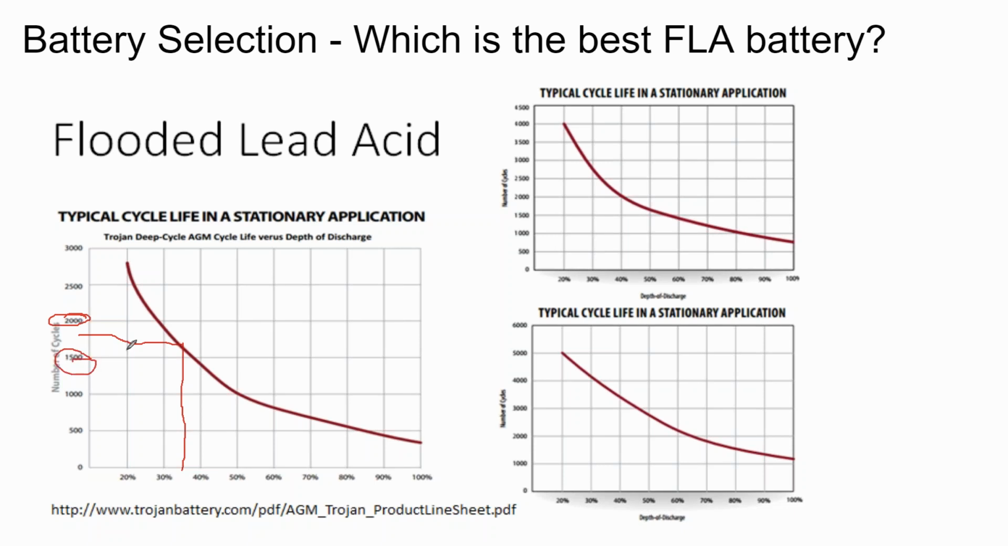This is 1,500. If I'm discharging my battery down to 35%, I'm probably going to be getting around 1,600 cycles out of it. If I ran my battery a lot harder and my average depth of discharge was 60%, I would only get 750 cycles out of it. And so the depth of discharge curve will tell you how many cycles you're getting out of your battery.